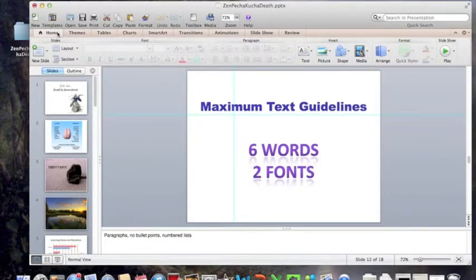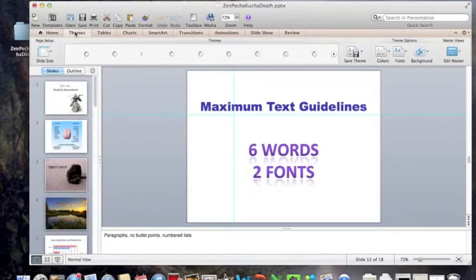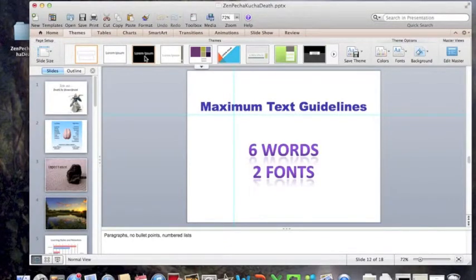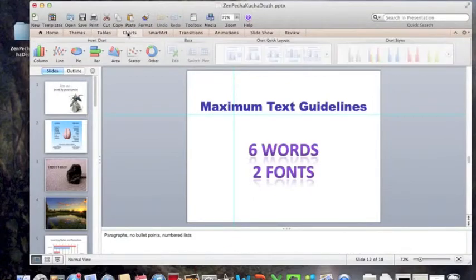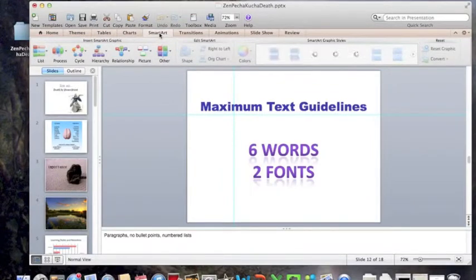Okay, we all know home. Themes, they occur in two different places. Again, I'm not a big fan of the themes. They're cookie cutter, and they take away from the creativity of those great storyboards you did. Tables, we'll get to them next week. Same with charts and SmartArt. That is all week 3.